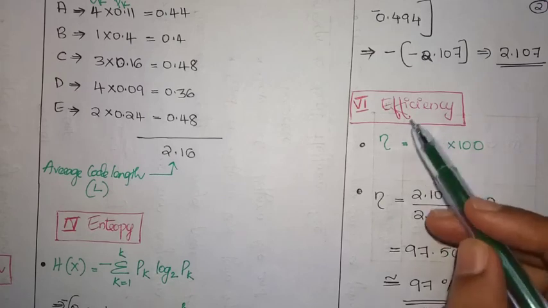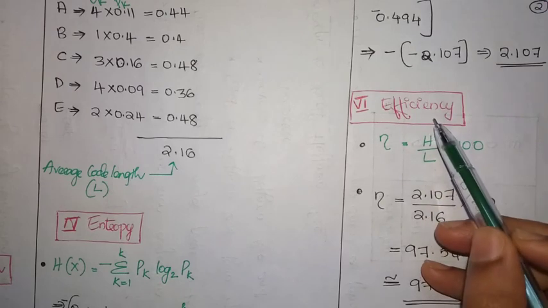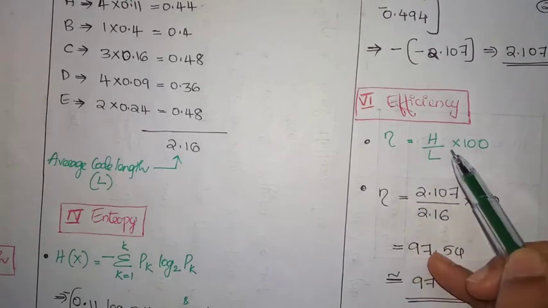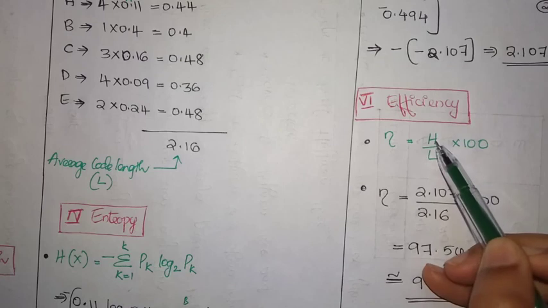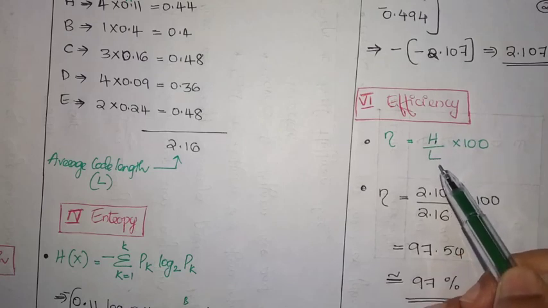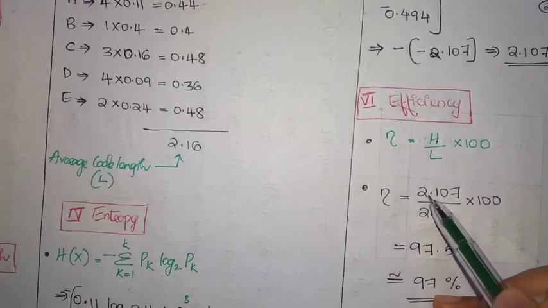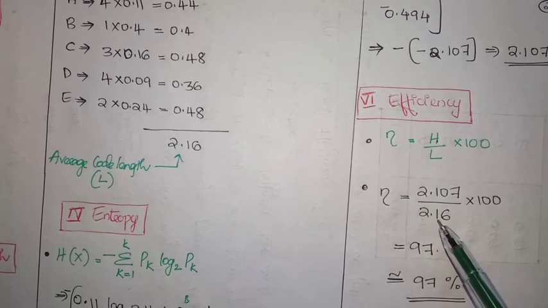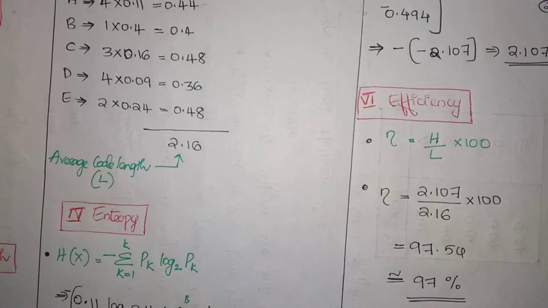Next, we have to find the efficiency for this particular question. Efficiency is identified by H divided by L, times 100, where H is the entropy and L is the average code length. We already identified that the entropy is 2.107 and the average code length is 2.16, so 2.107 divided by 2.16 times 100. We obtained it as 97%. So this is how we identify the efficiency. I hope that it's clear.